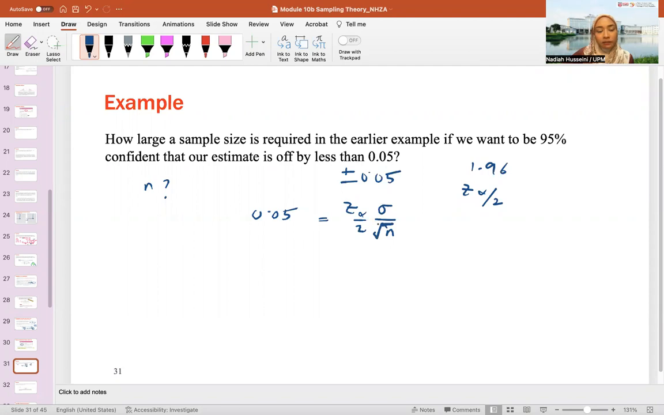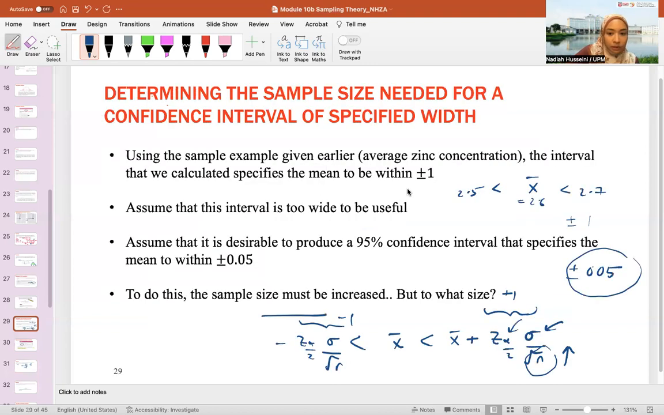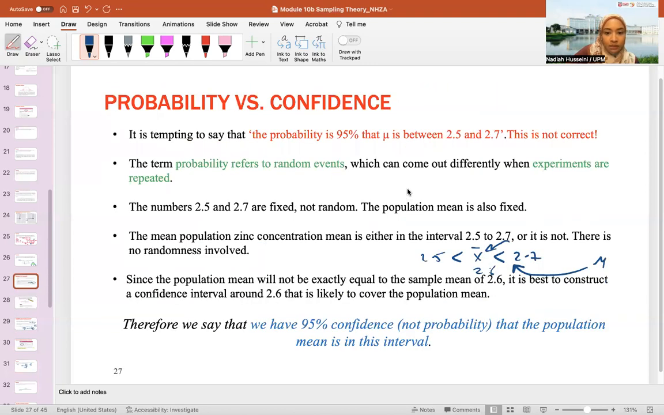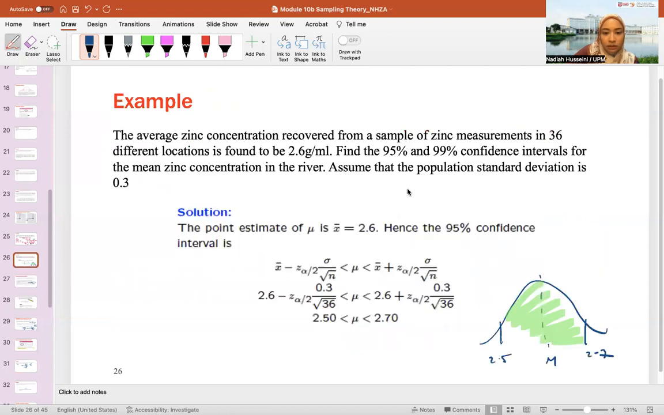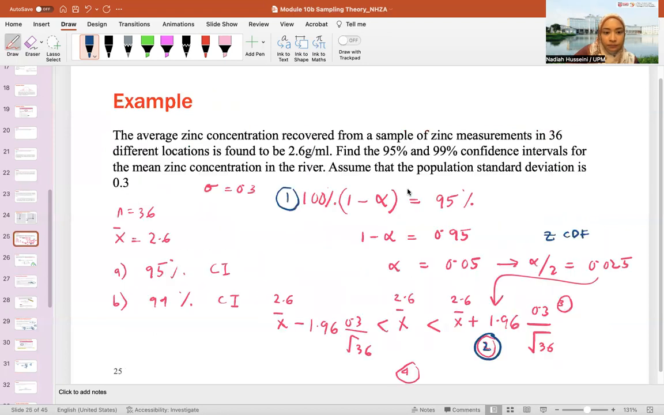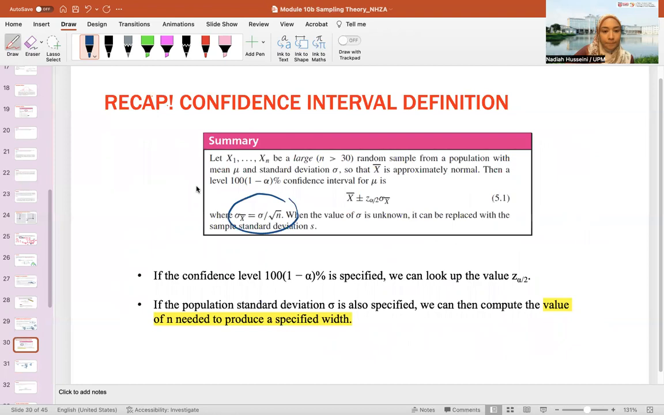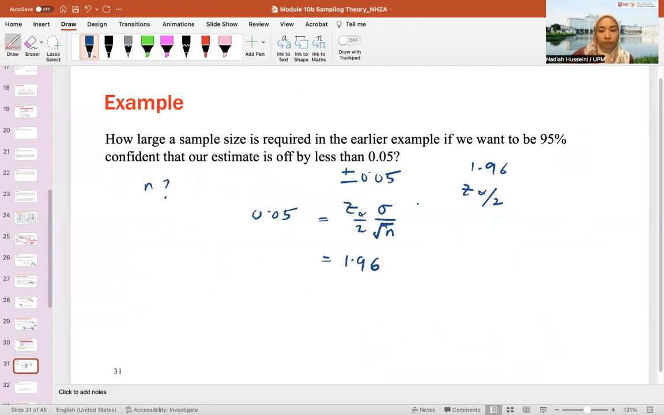So I know what my Z alpha over 2 is. It is 1.96. Let me check back. My standard deviation is this guy, 0.3. Assume that the population standard deviation is 0.3. This is the same example. So 0.3 over square root of n, 0.05.